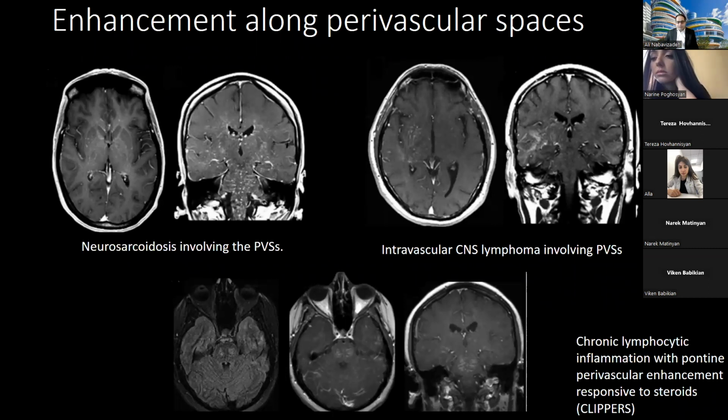Again, this is the typical imaging appearance, where you can see enhancement along the perivascular spaces in the pons and posterior fossa, and to a lesser extent in other parts of the brain. It's called CLIPPERS, the abbreviation for this disease.